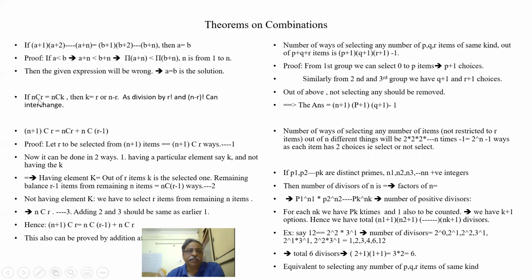Now we have seen here, if nCr is nCk, then k can be either r or k can be either n minus r. Both are possible, as we know nCr is equal to nC(n minus r).